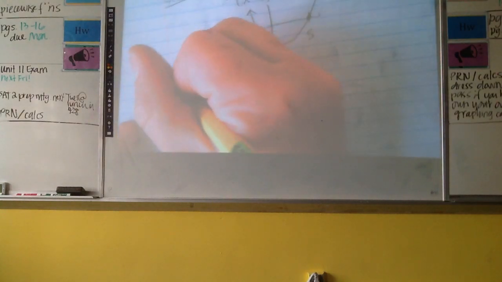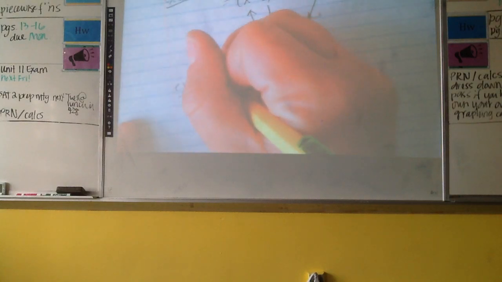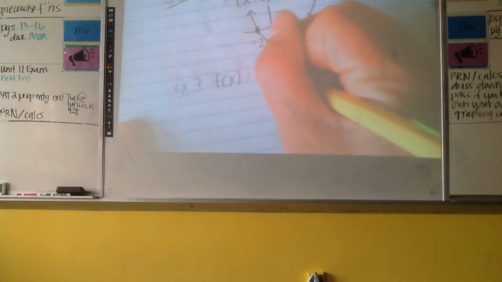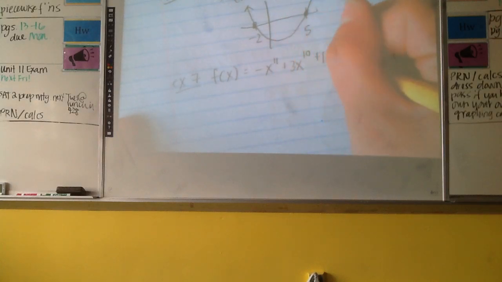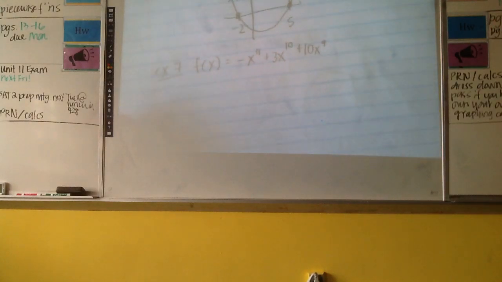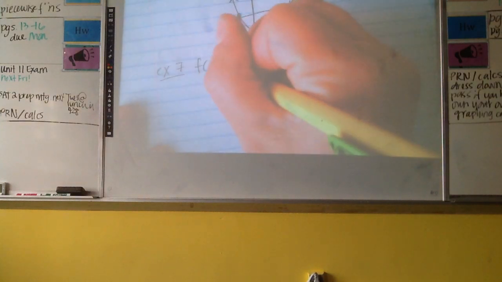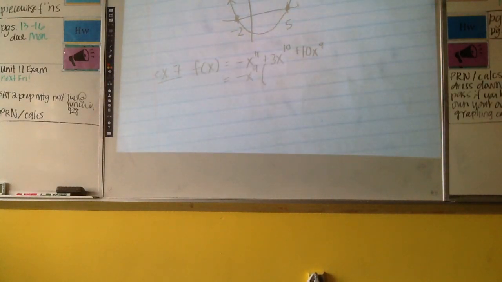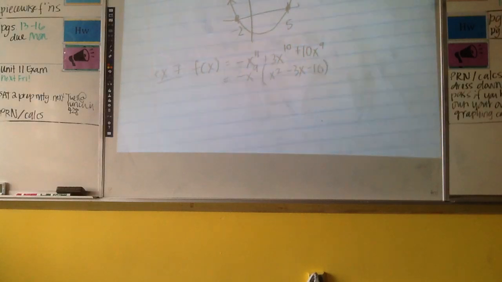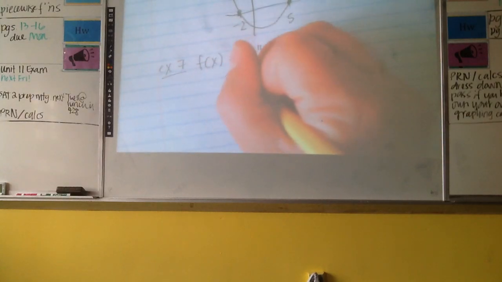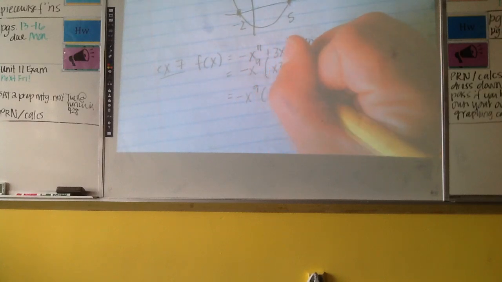Well, what if it looked instead like this? F of x equals negative x to the 11th plus 3x to the 10th plus 10x to the 9th. Don't be intimidated. We see that these terms each have at least an x to the 9th. I also don't feel like dealing with a negative leading coefficient, so let's take out negative x to the 9th. You're left with x squared minus 3x minus 10, which you know can be further factored, just like you did above.